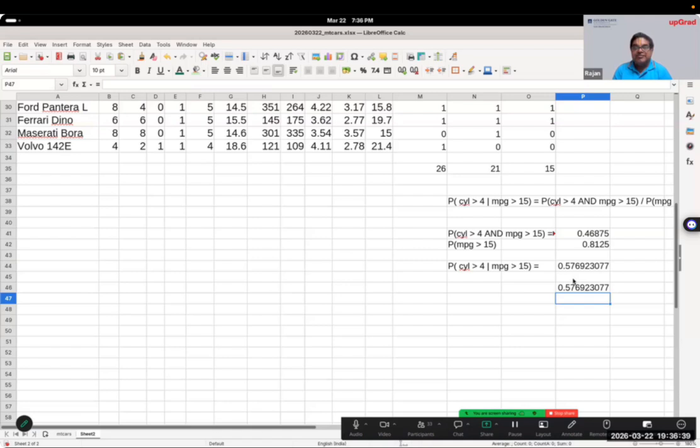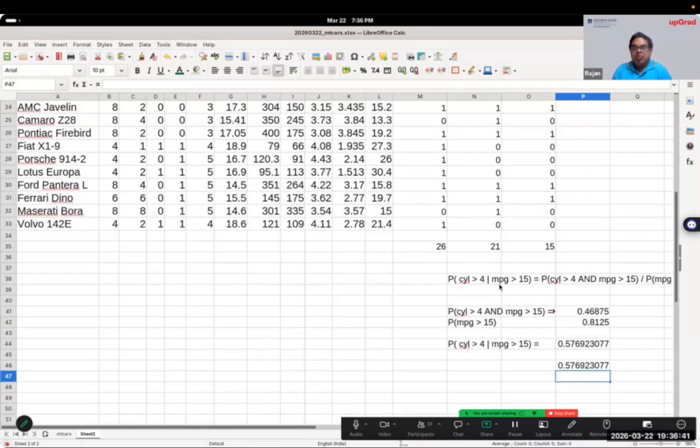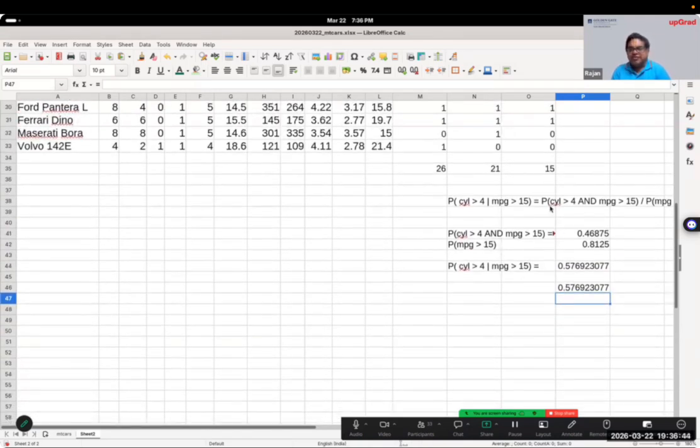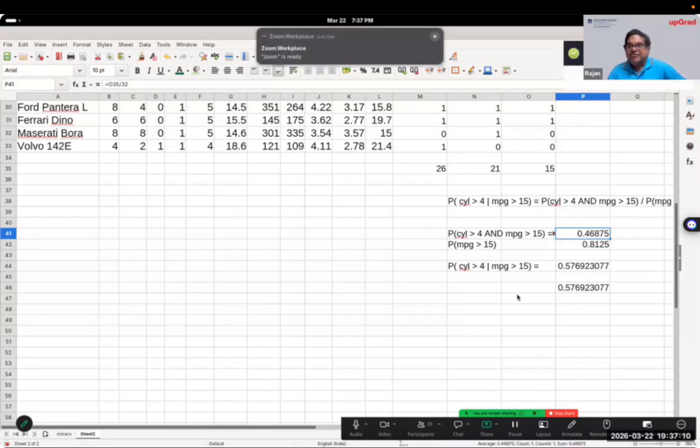You can see now, if you ask only this question, the probability that the number of cylinders is greater than 4 and the MPG greater than 15 is 0.46. But the moment you know the MPG is greater than 15, the probability that the cylinders are greater than 4 has improved. Given that information, we have much more confidence in saying yes, the number of cylinders is greater than 4.